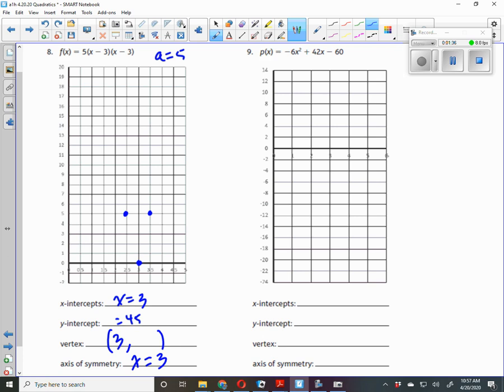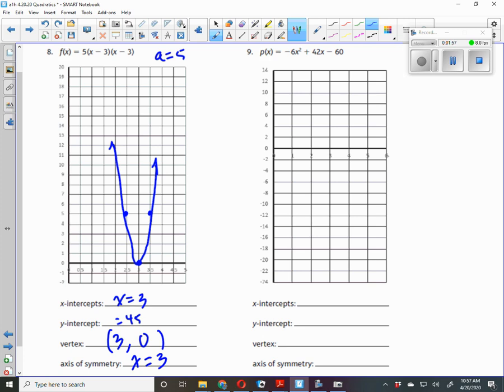Well, I already know my vertex is 0, right? So that's done. Do I need another point? At this point, I wouldn't bother with it so much. I would just graph this and be done. We know what the y-intercept is.